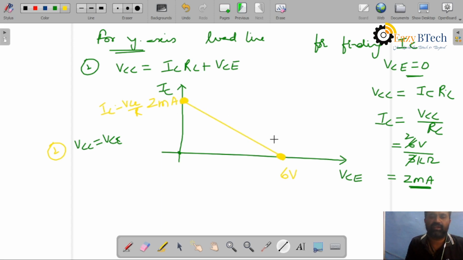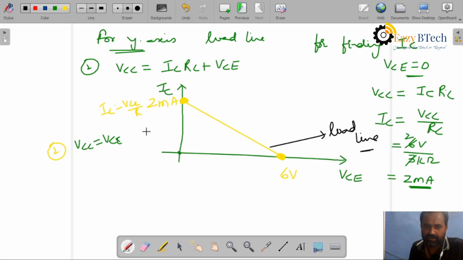Okay, this we will call as a load line. Now to find out this operating point, how can we find out this operating point? To find out this operating point, it must be exactly at the center. That we will take as the point, very clear.